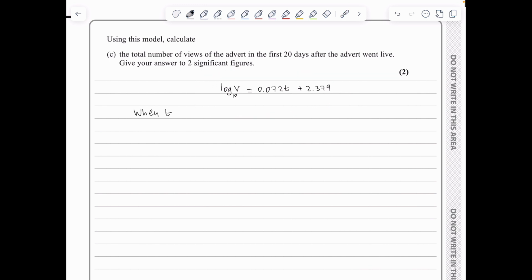So when t is equal to 20, we get log of v base 10 is 0.072 times 20 plus 2.379, which means that log of v base 10 is equal to 3.819, and therefore v is 10 to the 3.819, which gives an answer of 6,591.7389, which correct to two significant figures is 6,600 views.